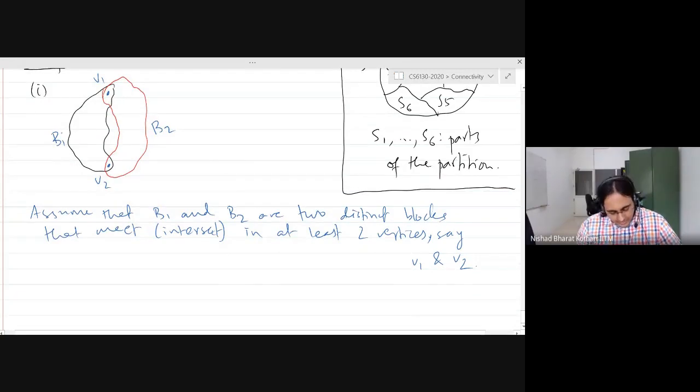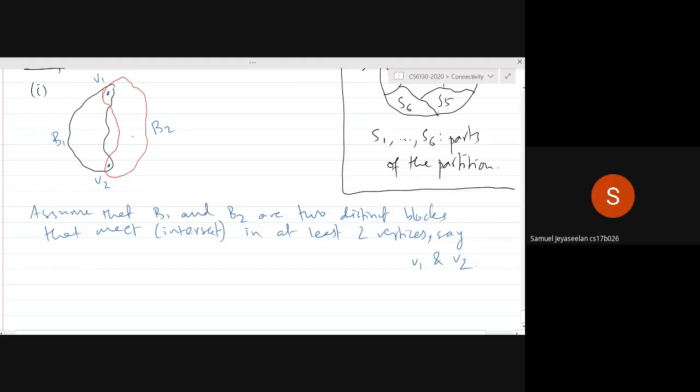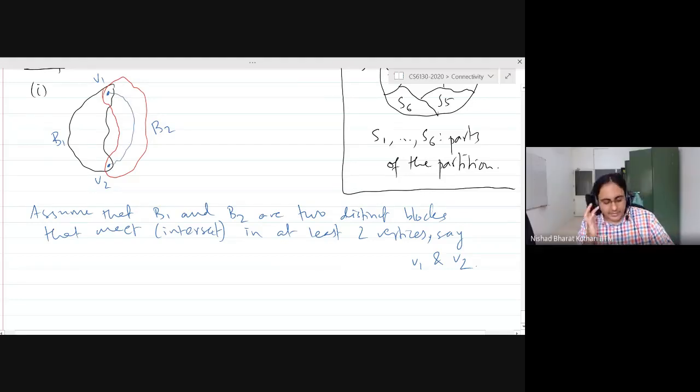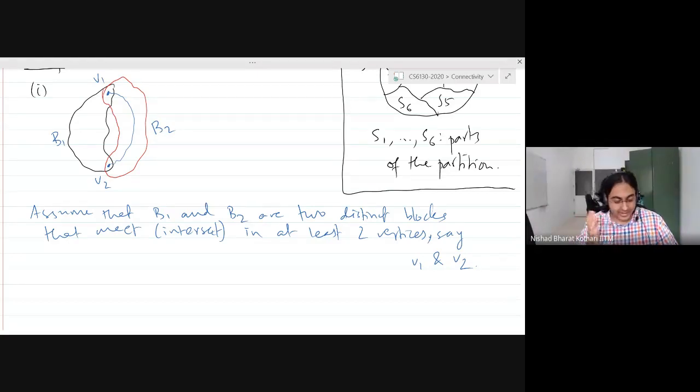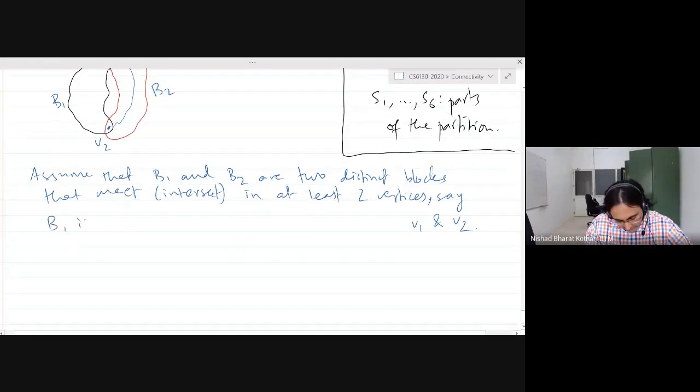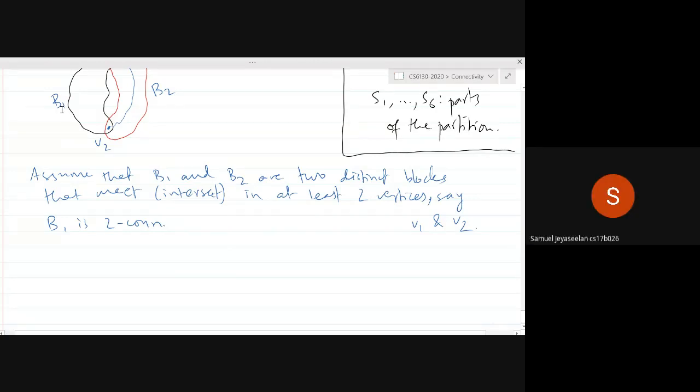So you are saying that B1 is a two connected graph, but because B2 is two connected, I should also be able to find a path from V1 to V2 in B2. And now I can add this ear to B1 and get a bigger two connected graph. Yes. That's right. That is actually completely different from the proof I had in mind, but that is the proof I'm going to write down now. Does everybody agree? Who was that? I am not looking at the screen. It's me, Samuel.